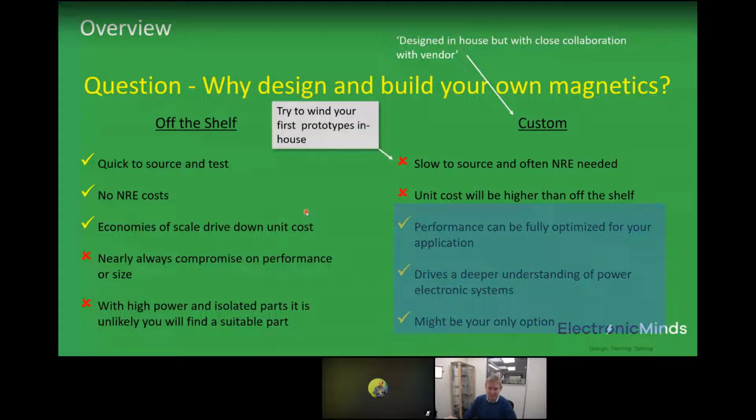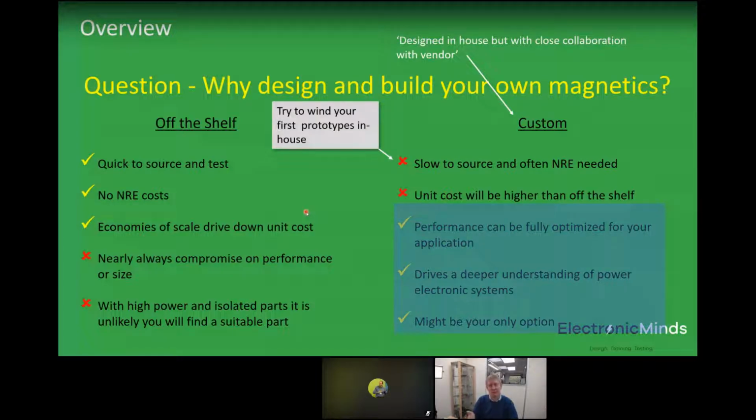The one negative of custom parts is they're slow to source, and this NRE can be expensive. We get around that by winding our own first prototypes in-house wherever possible, because you can do that quickly. You can iterate quickly, and obviously the NRE cost, but actually it's more the time delay. If you're waiting 2 months for a sample to come back from a magnetics vendor and it's wrong, that just messes up your project schedule completely.